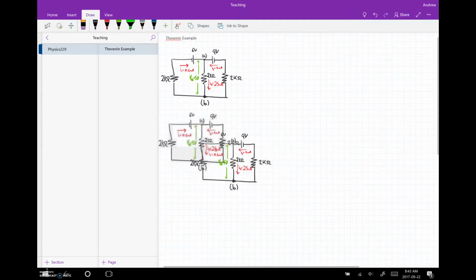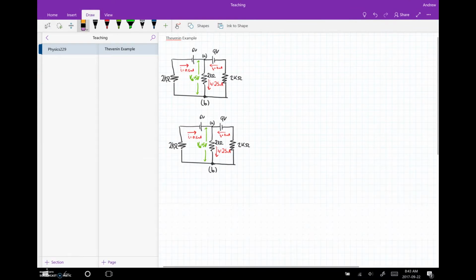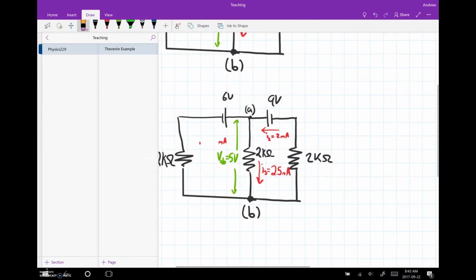Okay, move her around here. Bear with me as I become accustomed to this strange Microsoft software.